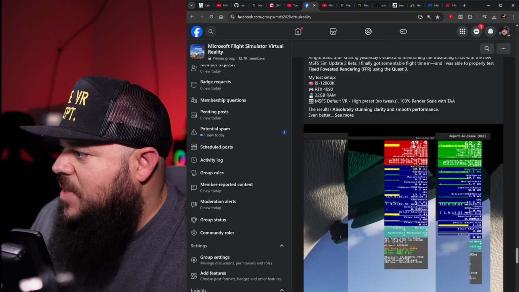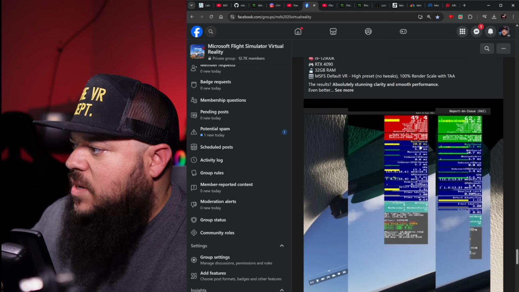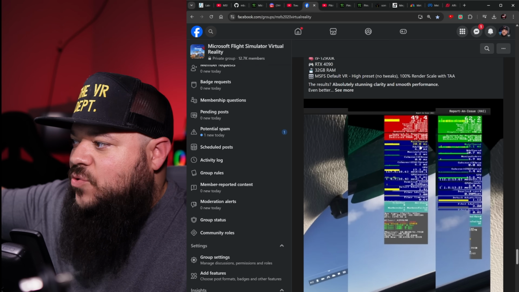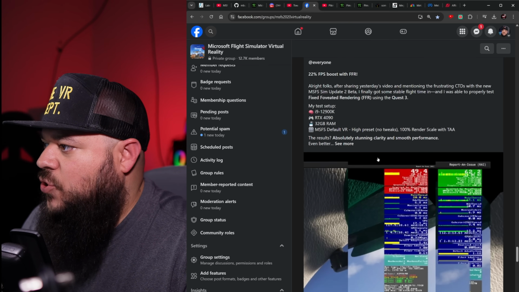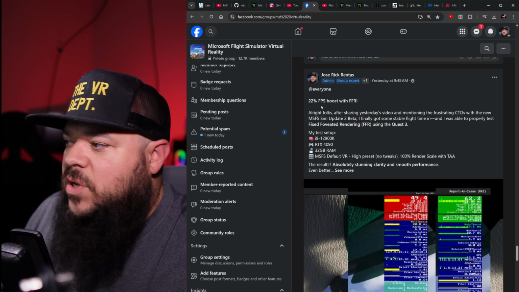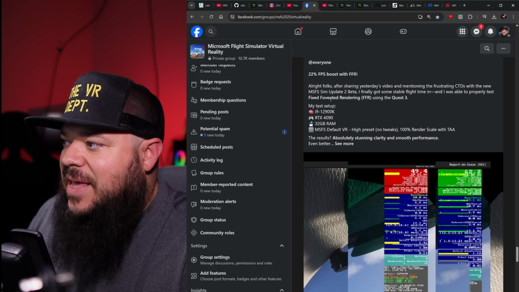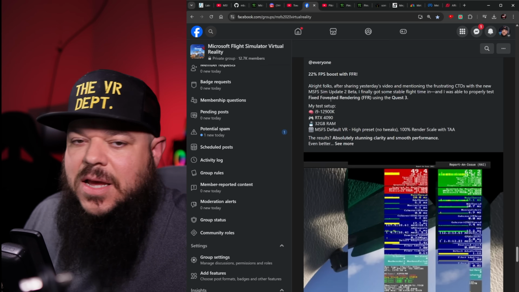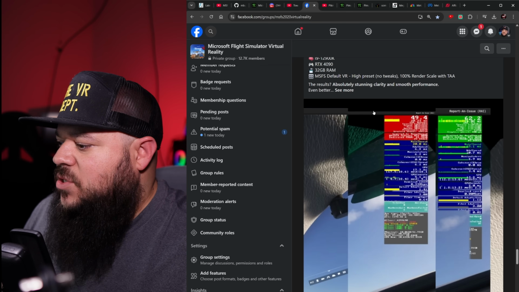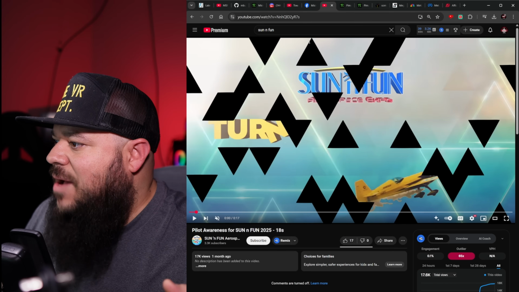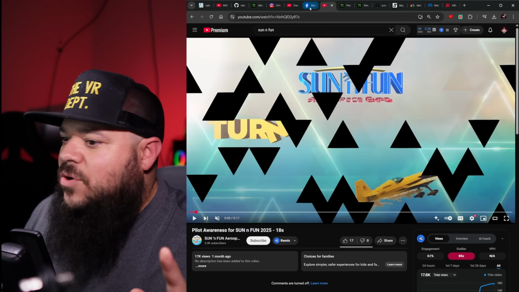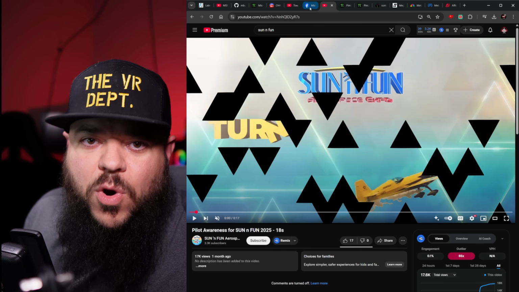So check this out. This is just a screenshot, but I let it run, and I was flying in the same area. It was going from 49-50 FPS up to 62.2. That is a roughly 22% increase in frame rate, and that's huge. People are sharing some of their comments down below, and I thought that was absolutely excellent. So we're moving forward. We're in the right direction, guys.